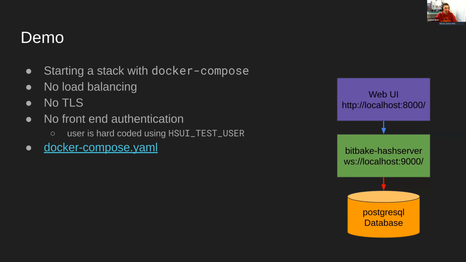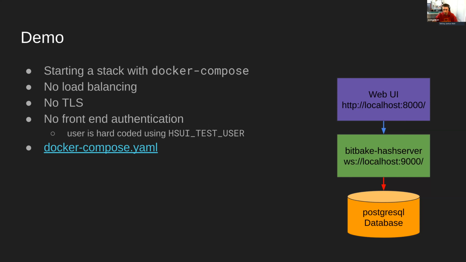All right, so I do have a quick demo of the web UI. This is a stack that I'm running using Docker Compose. It's going to have a PostgreSQL database running in the stack, and then a single instance of the bitbake hash server running with WebSockets on port 9000, and then the web UI talking to that running on port 8000. This isn't doing any load balancing. There's no front-end TLS termination. There's no reverse proxy going on here.